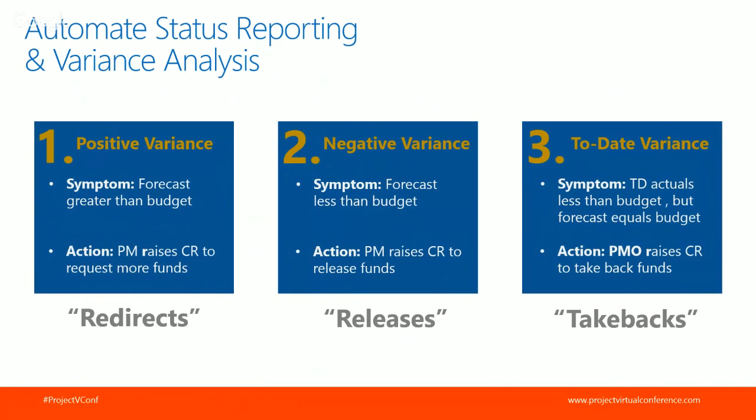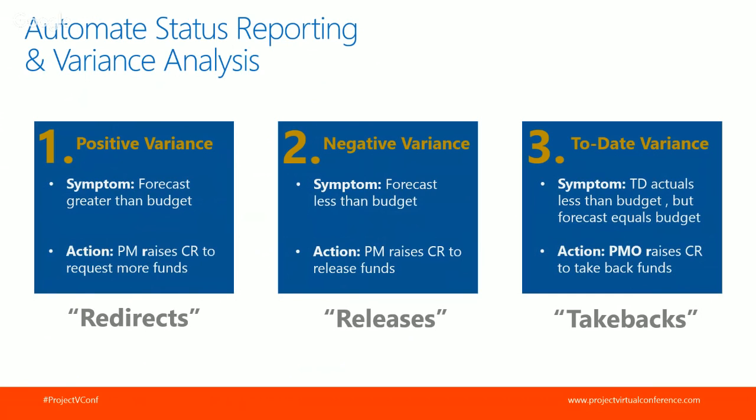So there are different ways that projects can be grouped coming out of this status reporting process. We tend to group projects into 3 camps through the variance analysis. The first is positive variance. What is that? That is, forecast is greater than the budget. So what do we want the project manager to do? We want a project manager to raise a change request and ask for more money, something that we term a redirect. So this is simply requesting more money because the project is forecasting that overrun.